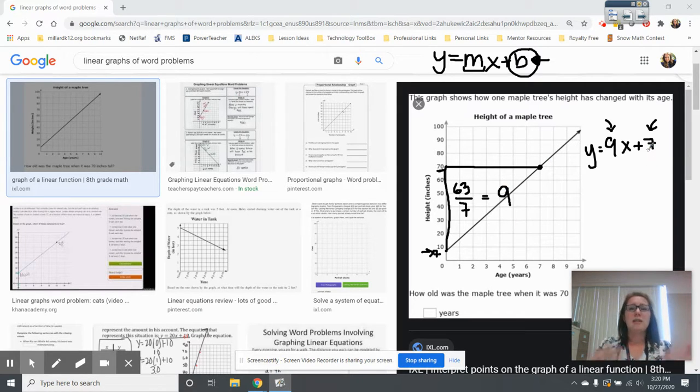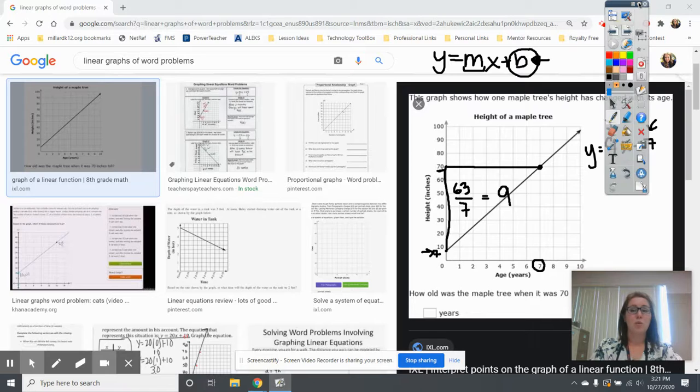Now, once we've done this, potentially you could answer some other questions about the problem. So, for example, here, how old was the maple tree when it was 70 inches tall? Well, we come up to 70 inches, we come across, which happens to be one of the nice points we used, and we see, oh, it was 7 years old. So we could also answer some questions like that. So that's kind of an introduction to linear graphs and word problems.